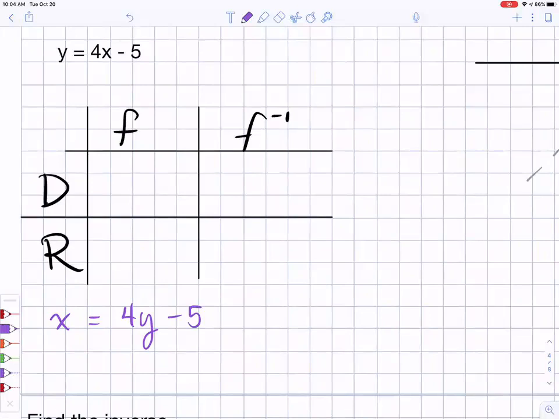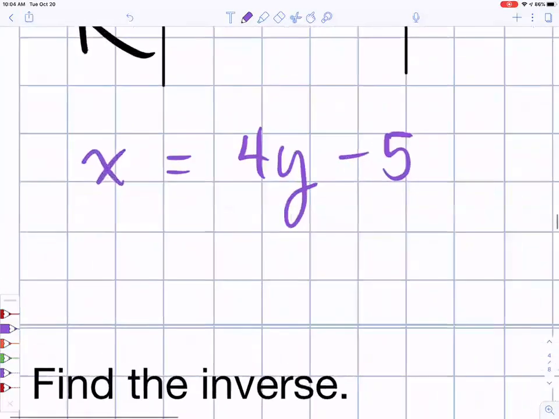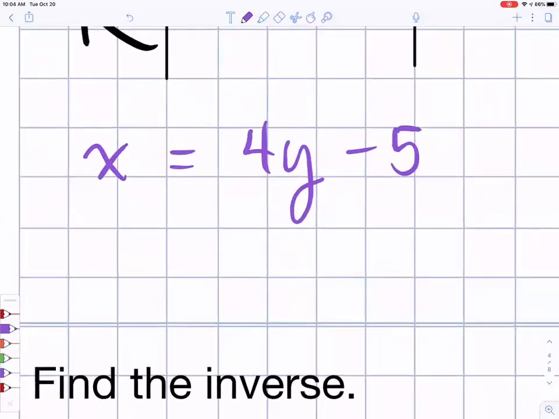What does tip number 3 say to do? Yeah, solve for the new y. So let's go get y by itself. This is normal stuff. How do I get that y by itself? Yep, add 5. So we got x plus 5 is equal to 4y. Can you go ahead and just tell me what to do? Divide by 4. So I'm going to go ahead and divide by 4.